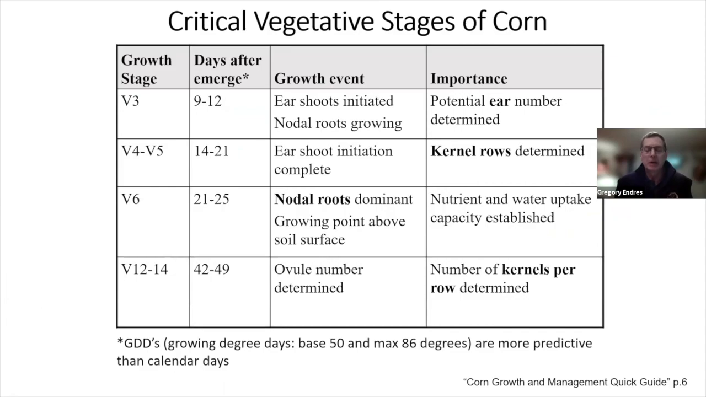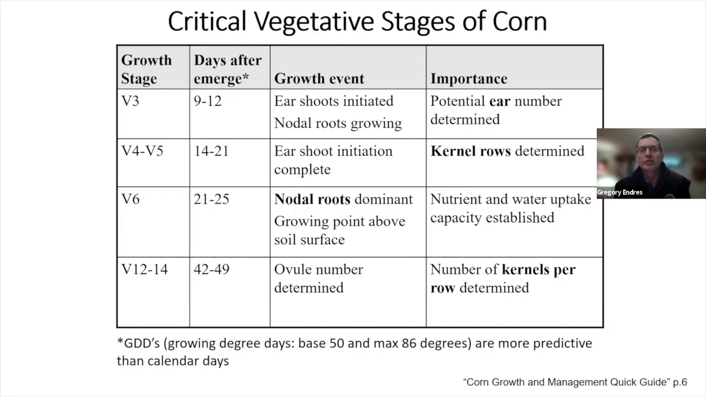So this is actually a table that was found in the Corn Growth and Management Quick Guide. And I thought it'd be a good introduction on some of the critical times when our yield potential is determined. So as you can see, early in the corn's life, there's some yield potential that's being established. For example, at the V3 stage, already the potential ear number is determined. And then soon after at V4 to V5, the kernel rows are determined.